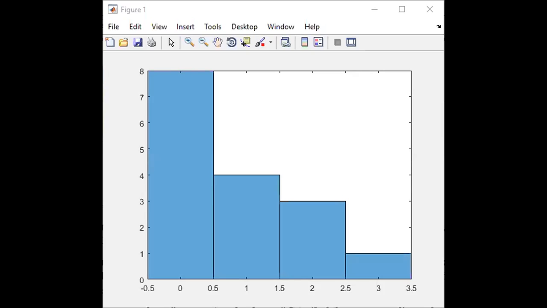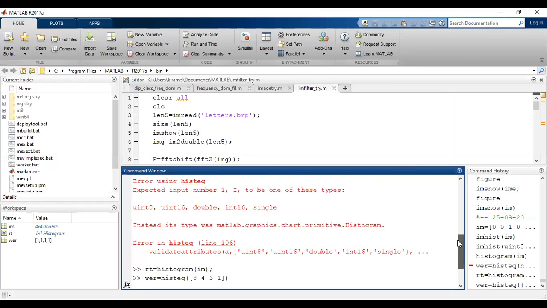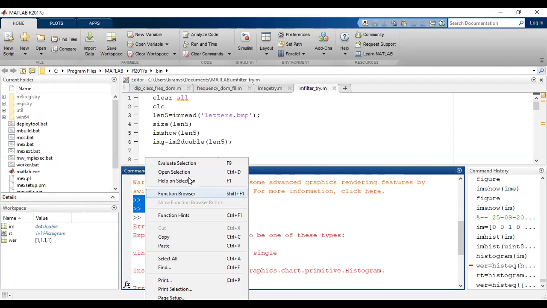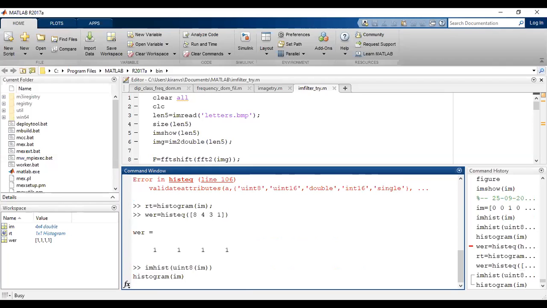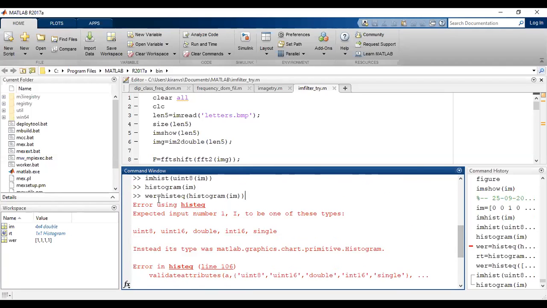Yeah, there we are. So equalization. I got some glitch there. It says it expected numbers to be of unsigned integer. Evaluate selection. Wait a second. Be there. You have seen the original image, right? How its histogram was like. Copy.